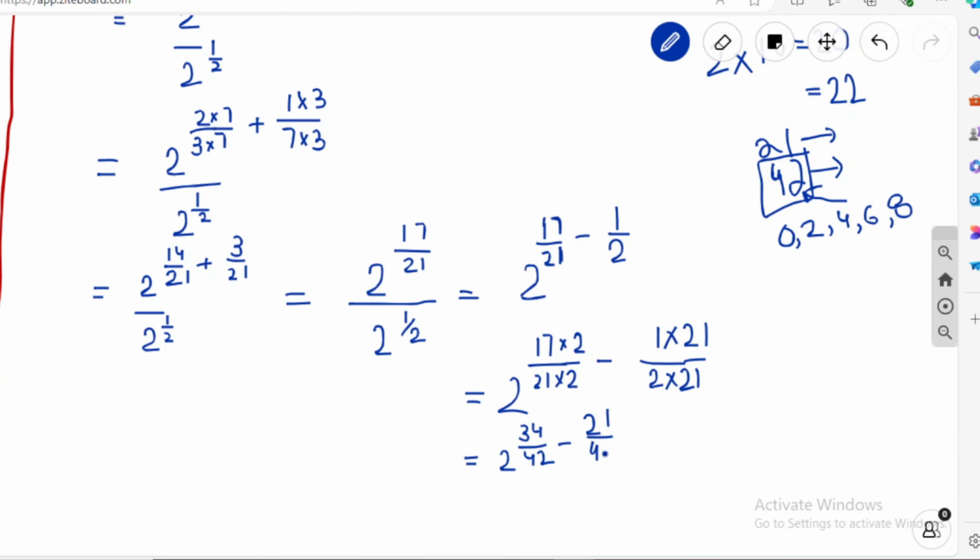Denominators are now similar, and if denominators are similar, we're going to subtract the numerators. So the denominator will be written as it is, and 34 minus 21, we are going to subtract them. 34 minus 21, because both are with opposite signs. When 21 is subtracted from 34, we're going to get 13 by 42.